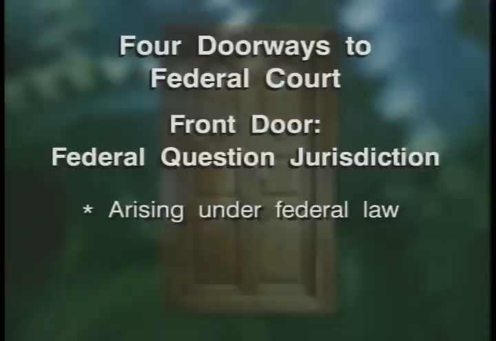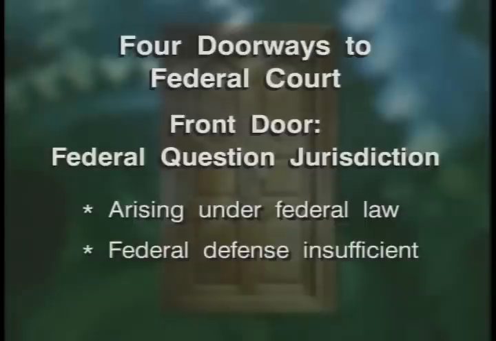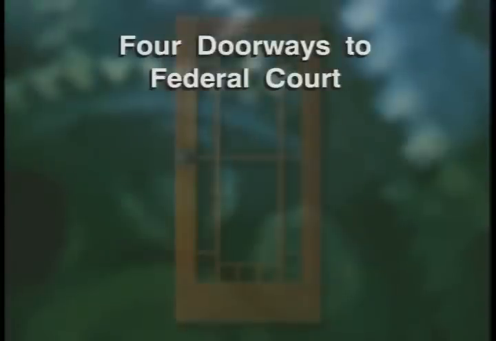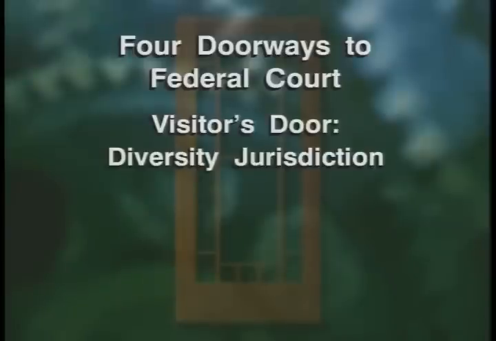You know the rule, as we'll look at in a moment. It must arise under federal law. A federal defense is insufficient for subject matter jurisdiction to come in that front door of an arising under federal question case. That brings us, of course, to the visitor's door. Now, the visitor's door right over here is diversity jurisdiction. We have a national court system to allow citizens of different states, particularly a non-local, to use our system to avoid the possible prejudice of a local state court. They're allowed to go to court.